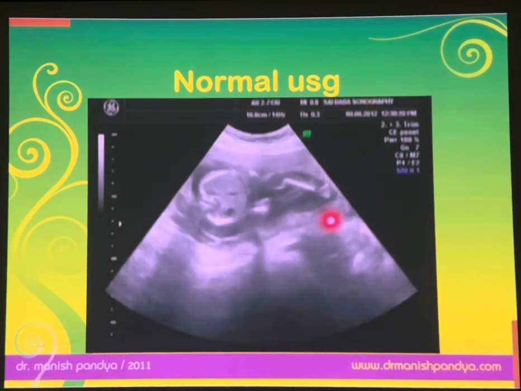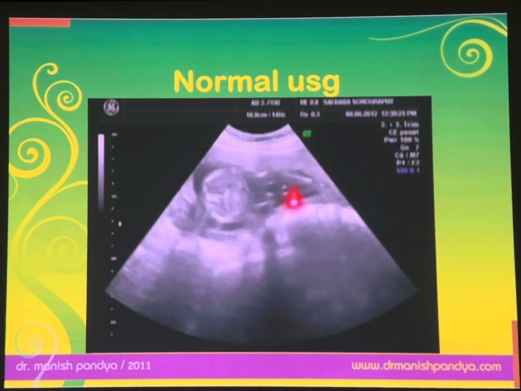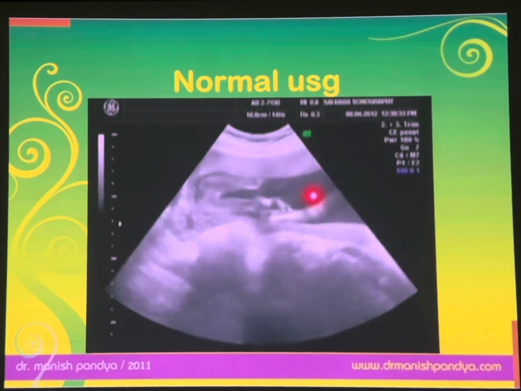Then the next step will be watching the lower limb. You can see the femur. You can see tibia and fibula. You can see the lower limb which is lying over there. Then you are able to see both lower limbs very well.